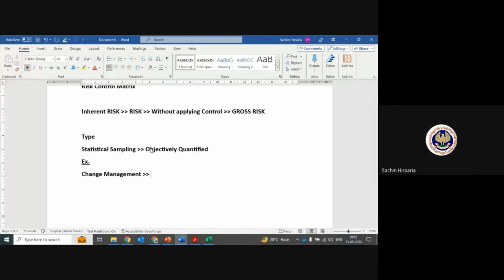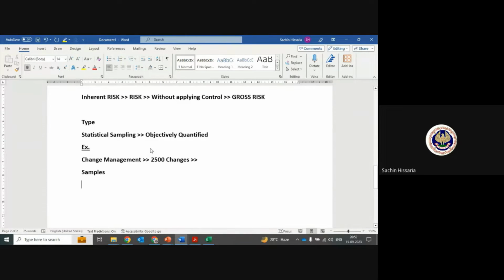In the change management process, suppose there were 2,500 changes that were done in the audit period. Now, out of the 2,500 total population, as an auditor, definitely you need to select some samples. While selecting the sample, suppose you have done a proper analysis of a change management population, like you have identified how many major changes are there, how many minor changes are there.